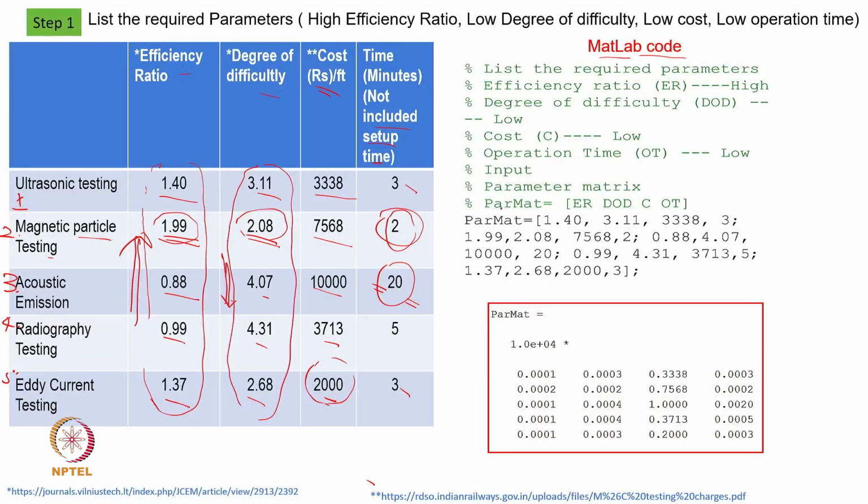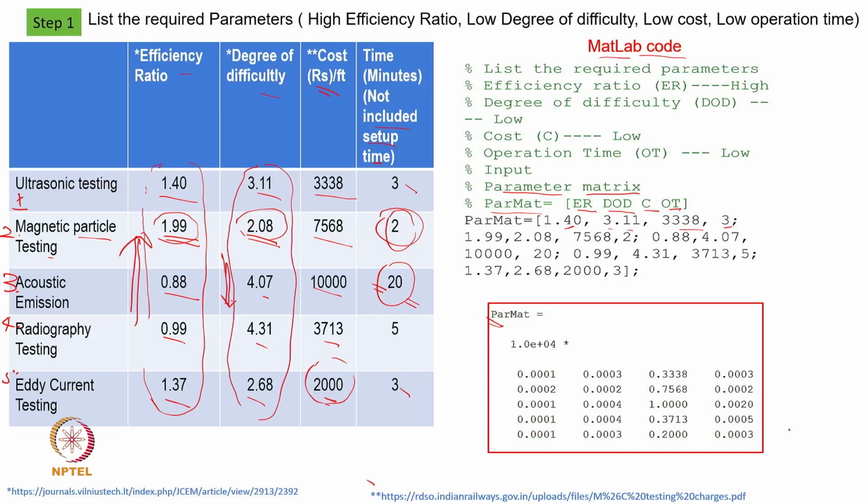How do we do it? We have written something like a parameter matrix, PAR MAT, the parametric matrix. Here ER stands for the efficiency ratio, DOD is the degree of difficulty, C is for the cost, and OT is operating time. So, here we are looking only at operating time, not the complete time. The values 1.4, 3.11, 3.3338, 3 have been given in matrix form. So, this is a 4 by 4 matrix, and then a 4 by 5 matrix has been given, and when we enter it, this kind of matrix is going to come to us, right.